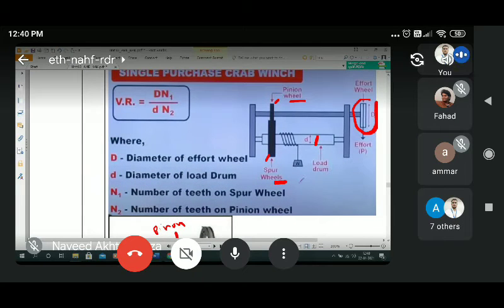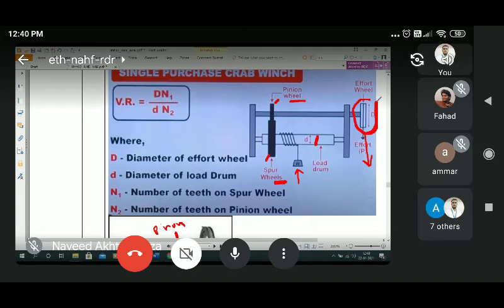When we have to lift this load, the rope will be wound on the drum, but when we apply the load here downward, we pull the rope downward, then this wheel will rotate, and this wheel rotates the pinion wheel, and the pinion wheel rotates the spur wheel, and the spur wheel rotates and winds the string on the load drum, and the load is lifted. This is the procedure. Now here you can see how the velocity ratio works.